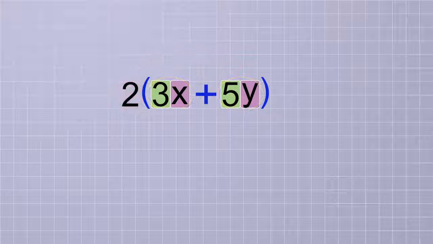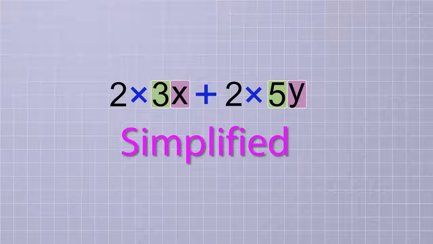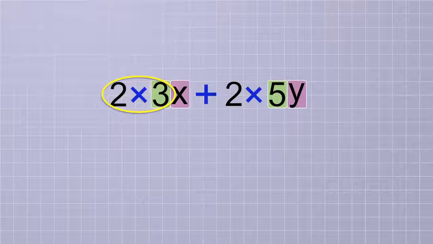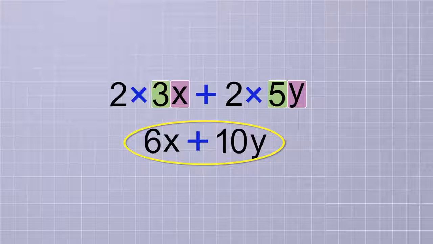Getting back to our example, distributing the factor 2 to each term gives us 2 times 3x plus 2 times 5y. But this can be simplified even further because we know that 2 times 3 is just 6 and 2 times 5 is just 10. So the distributed form is 6x plus 10y.